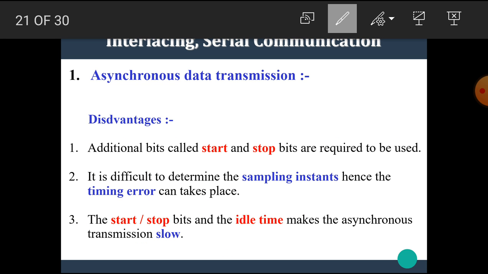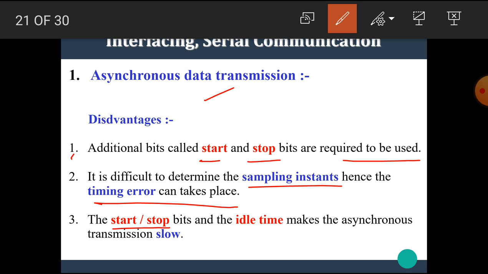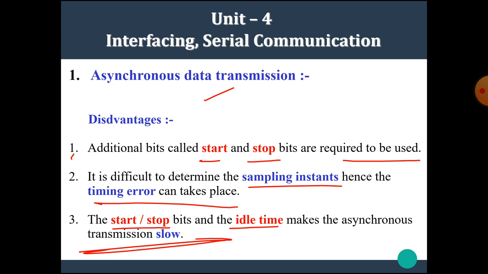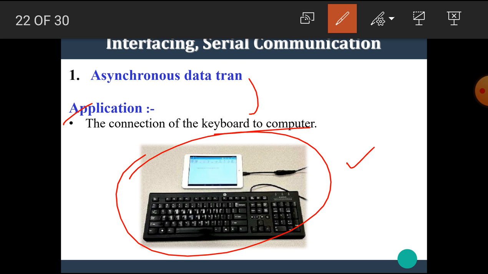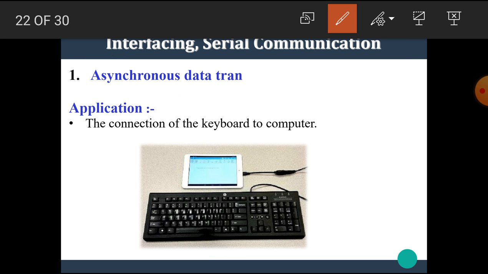There are some disadvantages of asynchronous data transmission. First, additional bits called start and stop bits are required to be used. Second, it is difficult to determine the sampling instant, hence timing errors can take place. The third disadvantage is that the start and stop bits and the idle time make asynchronous transmission slow. These are the disadvantages of asynchronous data transmission. Let's see an application of asynchronous data transmission: the connection of the keyboard to the computer. This is the application of asynchronous data transmission.